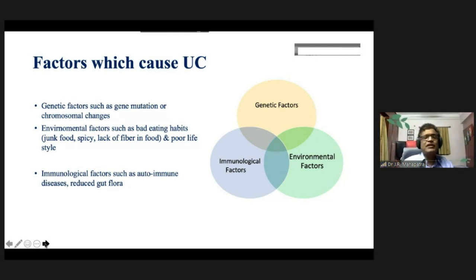What are the immunological factors? The environmental factors like bad eating habits, junk food, spicy food, or lack of fiber in the food, poor lifestyle. Genetic factors like gene mutation or chromosomal damage, changes in some drug metabolism. Immunological factors such as autoimmune disease, maybe because of reduced gut flora. The flora acts as a symbiosis. If there is a problem with the gut flora, it's called dysbiotic change.